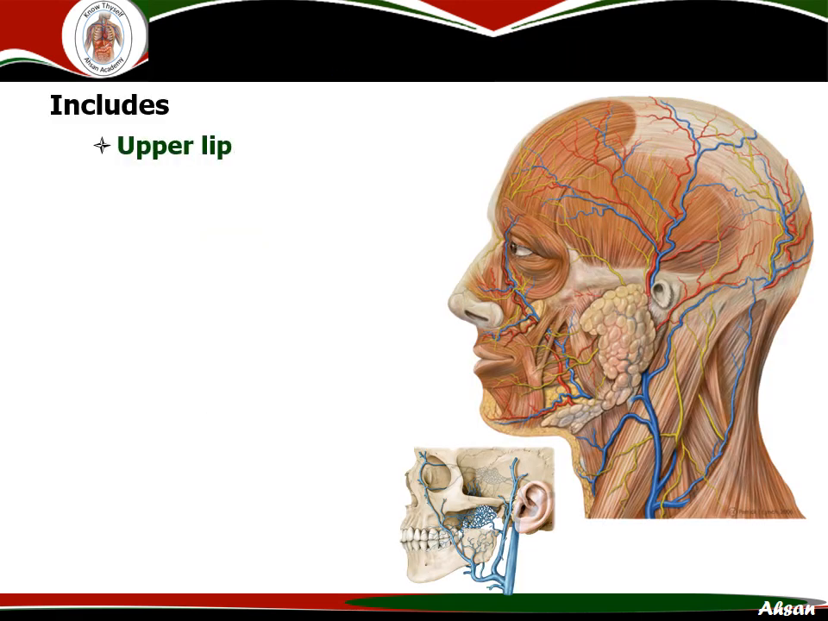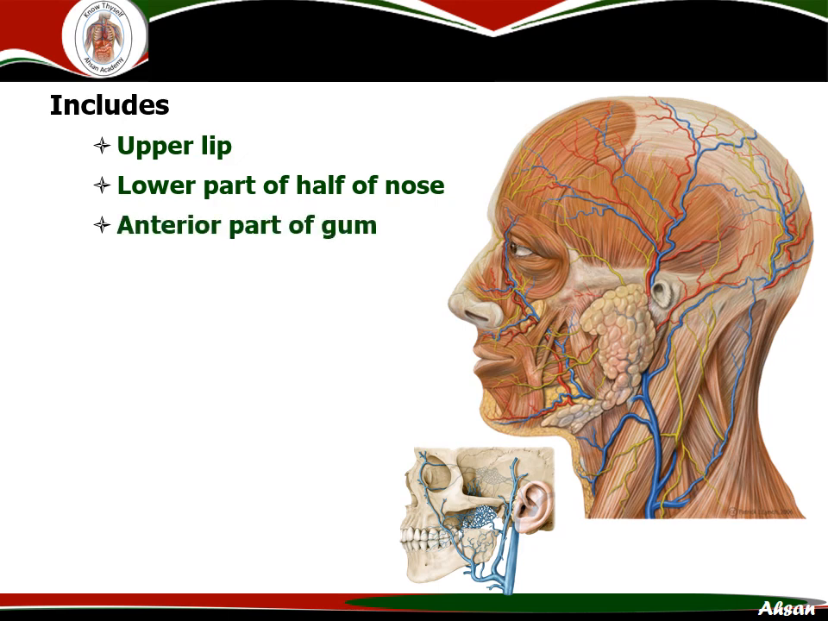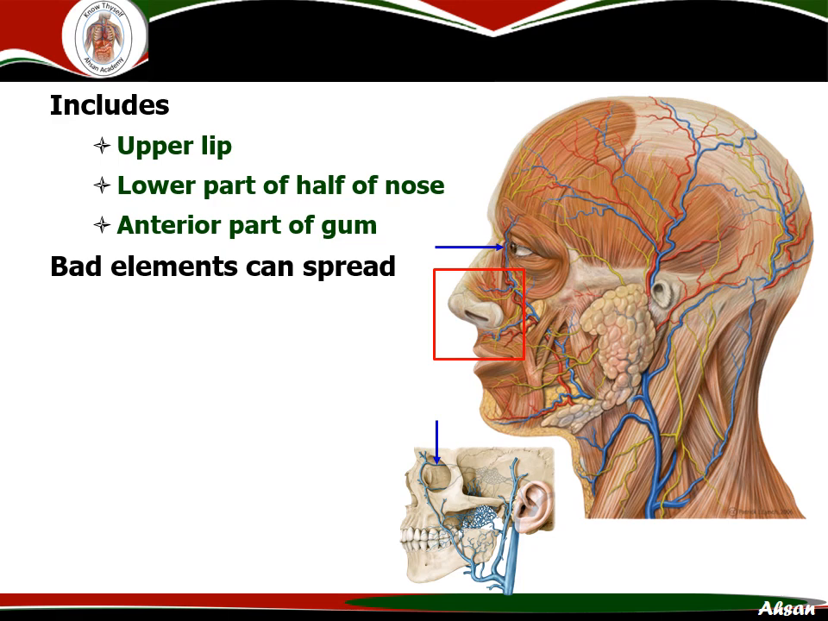In the head, the upper lip and nose, you can see the area within the square is the danger area: the upper lip, lower half of the nose, and part of the gum. So the venous blood from this area, through this angular vein and through this connecting vein, can go to the cavernous sinus. So bad elements can spread from this area of the face to the cavernous sinus, and this condition is very dangerous.